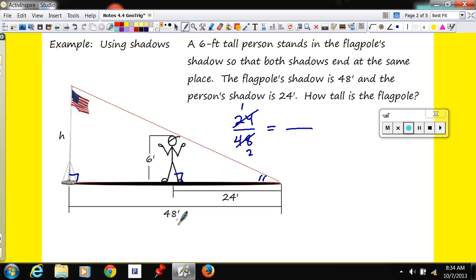What about the second ratio here? Carefully now. We did small shadow over big shadow. I got to use small person over flagpole. So I got to do 6 over H. It's got to stay consistent. If you don't stay consistent, your answers are all over the place. So you did small one over big one, you got to do small one over big one here. So you're going to get 1 times H, which is just H, 6 times 2, which is 12 feet. So the flagpole in this case would be 12 feet tall.